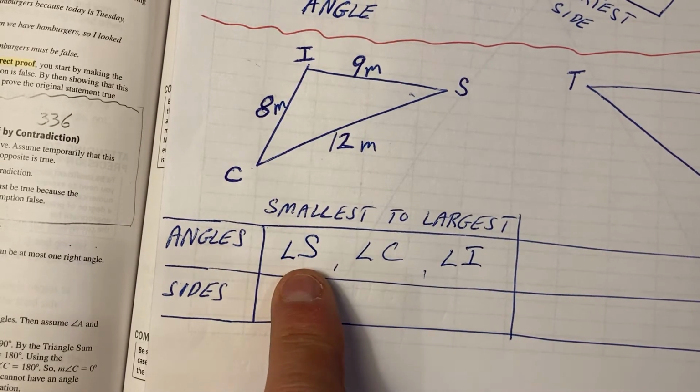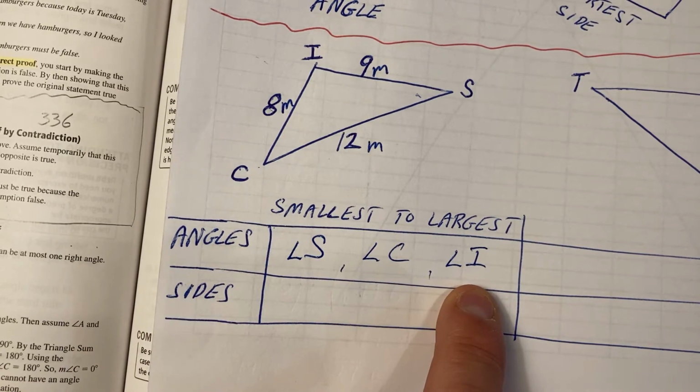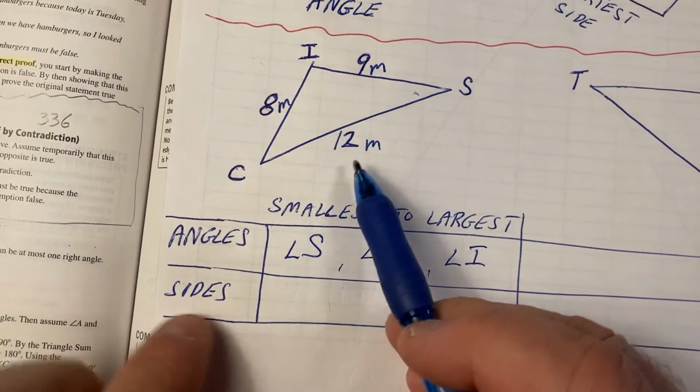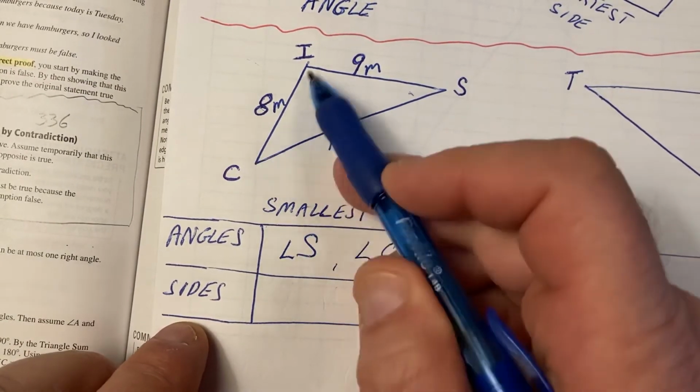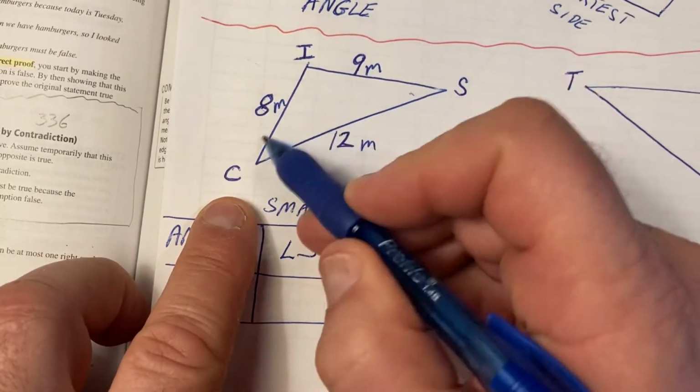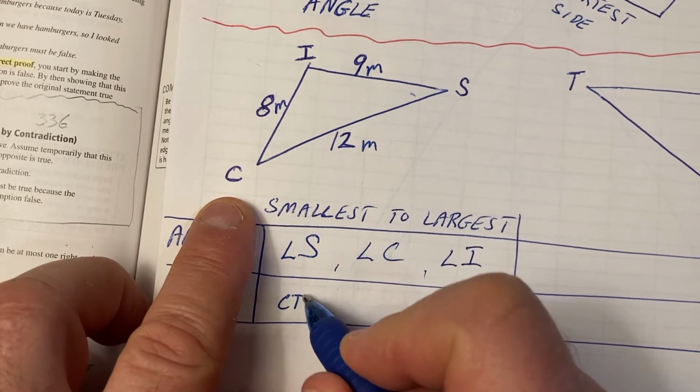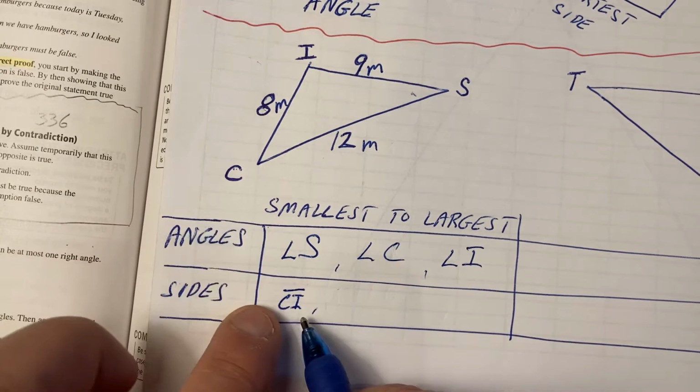So from smallest angle to largest angle. What about for sides? The smallest side is this one. Side CI is the smallest. CI. That's the smallest side.